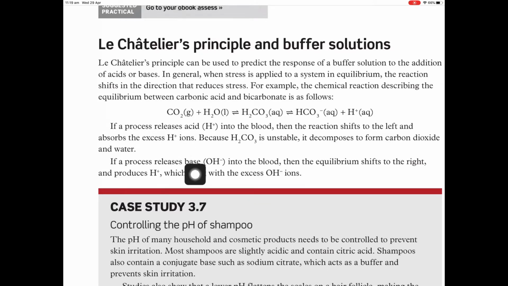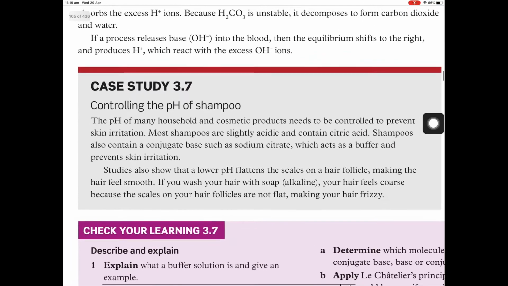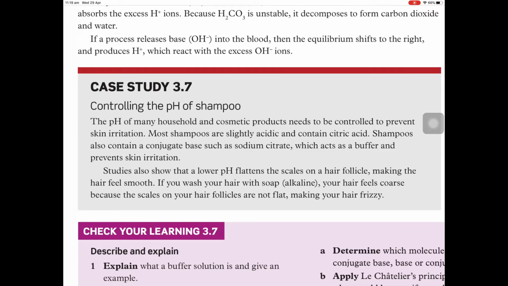If another process produces too much base, hydroxide ions, now there's no hydroxide ions showing here in this equation, but there's hydrogen ions. If too many hydroxide ions build up in the blood, the equilibrium will shift to the right to produce hydrogen ions to neutralize those hydroxide ions. Okay? So just read about it again in your textbook just to go over it. It's pretty straightforward. I'll draw another one for you in a minute. But in the meantime, here's another case study.